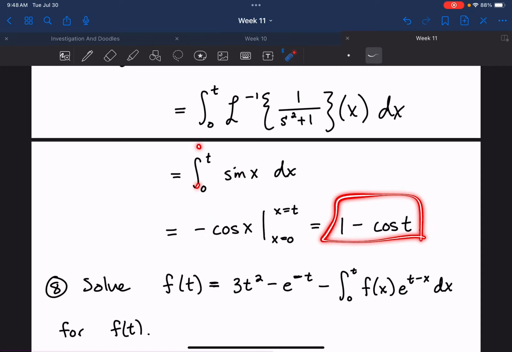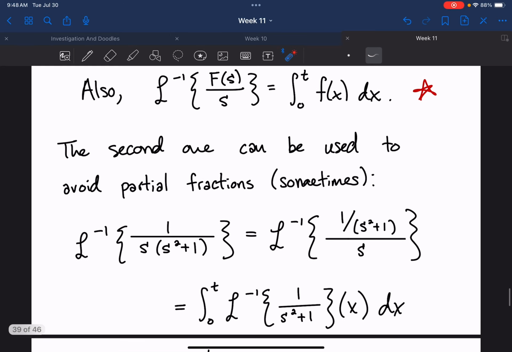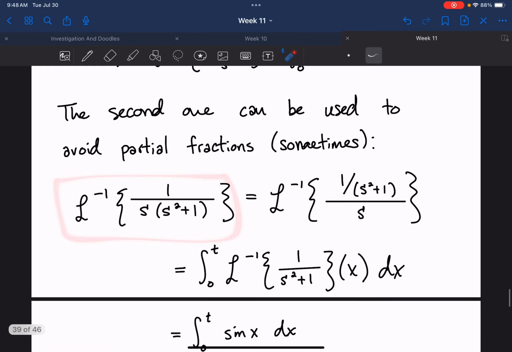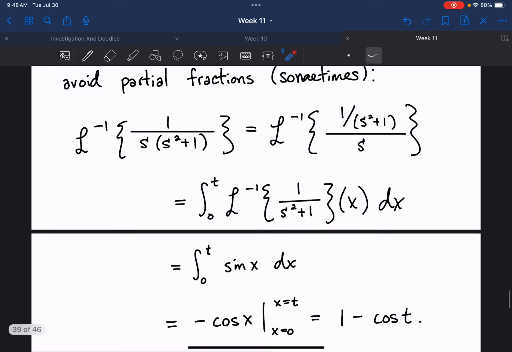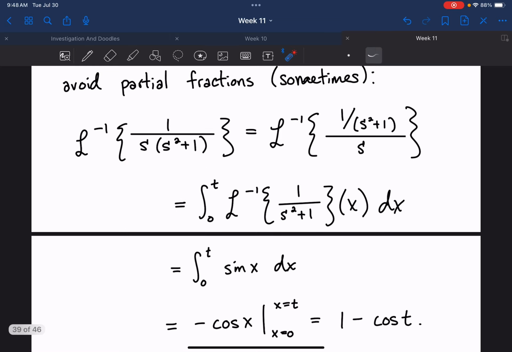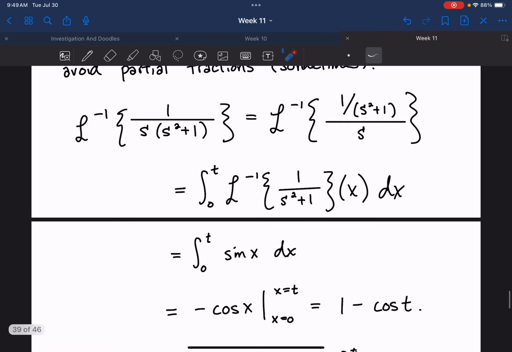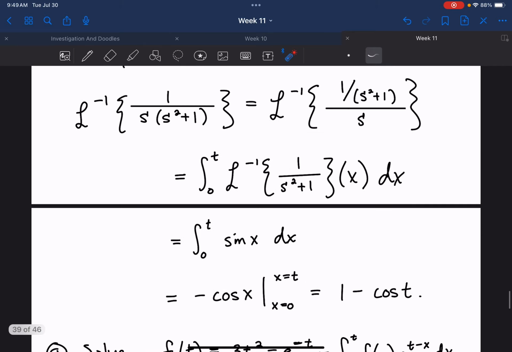So this would have split up nicely, is the point. But it's okay. There are multiple ways to skin a cat, usually.